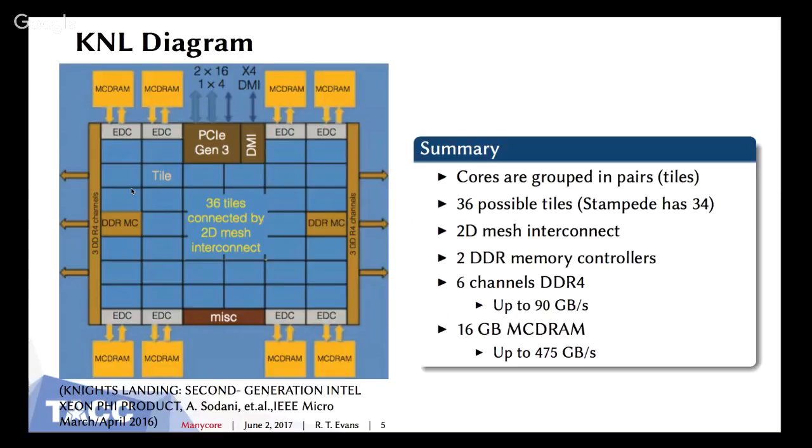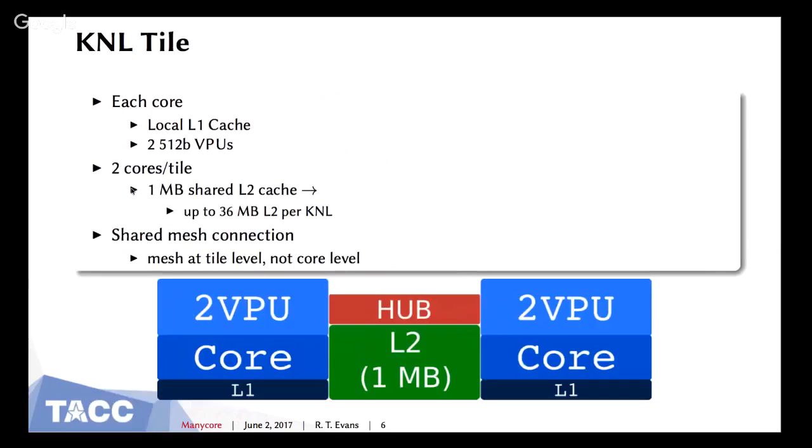What's a tile? The question was, what's a tile? And I think it set me up for my next slide. Yeah, a KNL tile. So a tile is composed of 2 compute cores. And this is your access to this mesh, right? So in this case, 2 cores share access to this mesh, and they share an L2 cache. So each core has these 2 floating point units in its own L1.